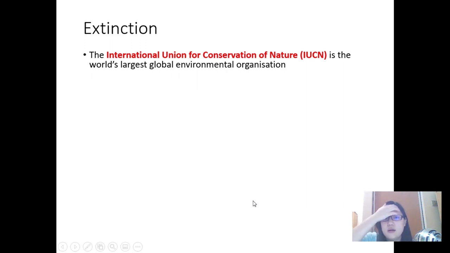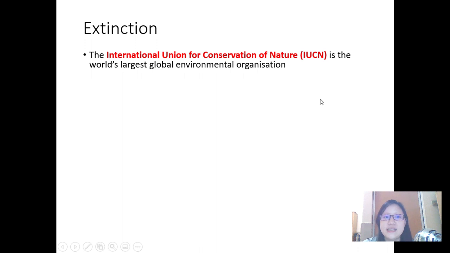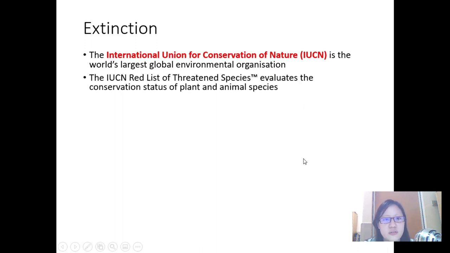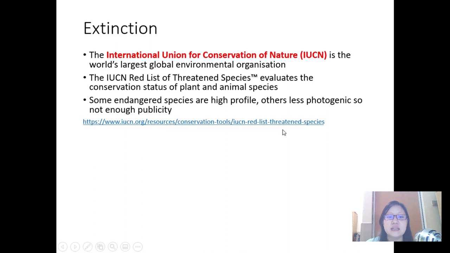So there is a global environmental organization out there set up in order to monitor these things, and this is also where I got this information and this little cute chart. It's called the IUCN, the International Union for Conservation of Nature. And the Red List that they come out with evaluates the conservation status of plant and animal species. Some species are very high profile, others, like frogs, are less photogenic and get not enough publicity, so the awareness for them is not as high. The IUCN takes this and evaluates it as well and comes up with useful statistics for everyone to see. You can check it out at the link that I've put in my slides.